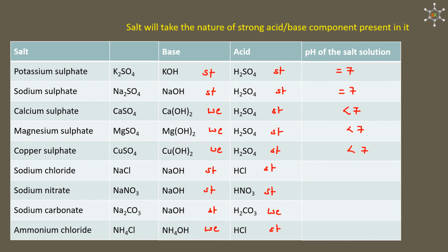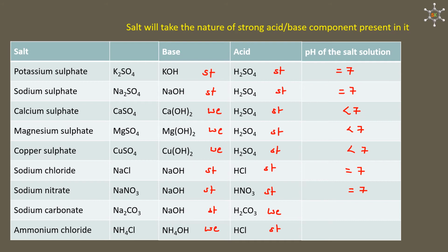Sodium chloride is made up of strong base and strong acid. So this is a neutral salt with pH equal to 7. Sodium nitrate is also made up of both strong components. So this is also a neutral salt with pH equal to 7.